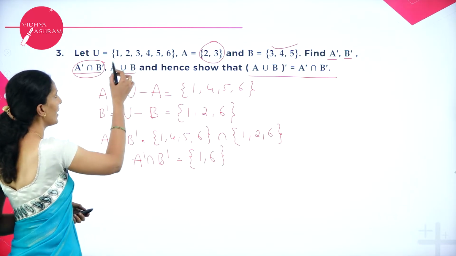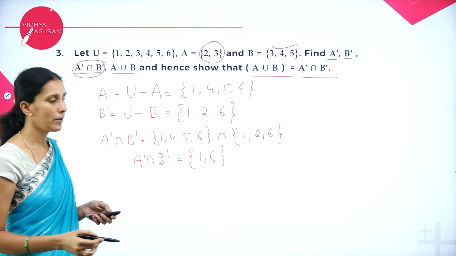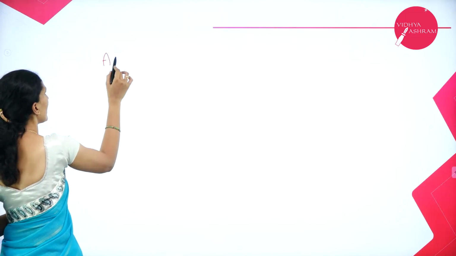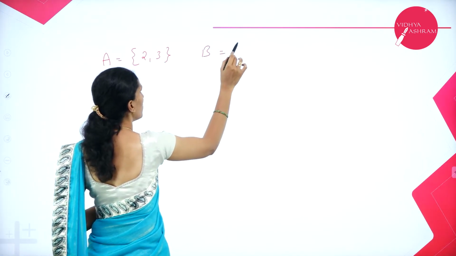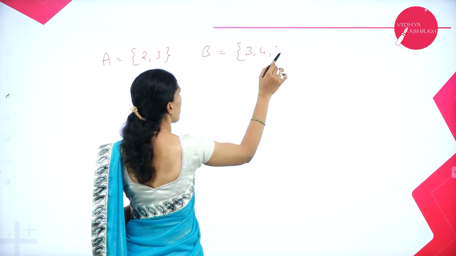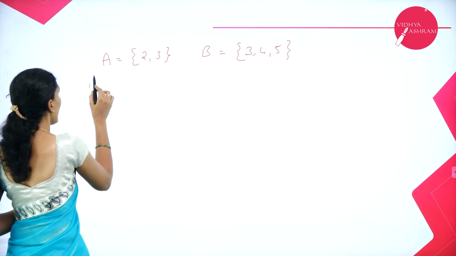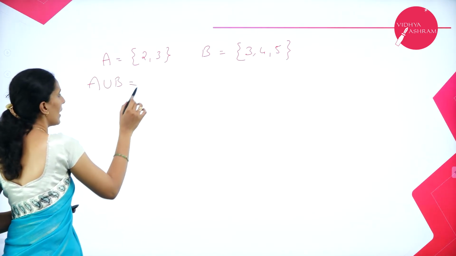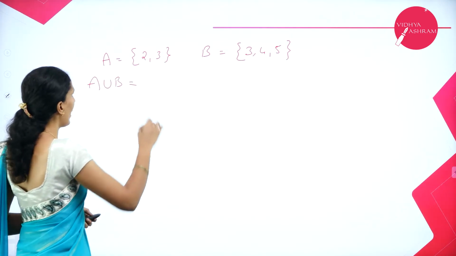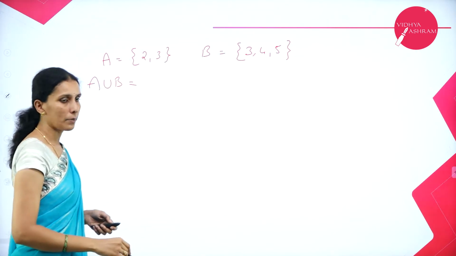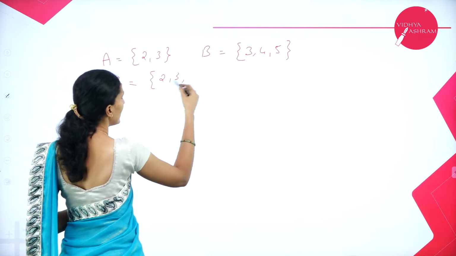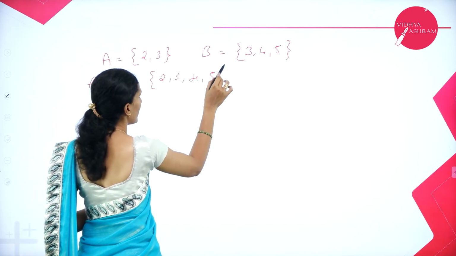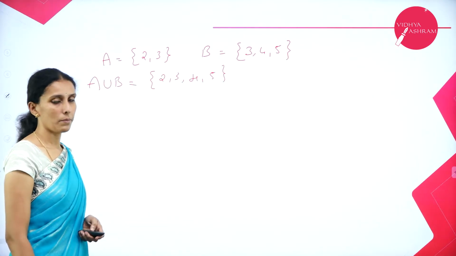Next, we have to find A union B. So we have A is equal to 2 and 3, B is equal to 3, 4, 5. So what is A union B? A union B means writing all the elements from A and B. So we have 2, 3. Here 3 is already written. So 4, 5. So this is your A union B.